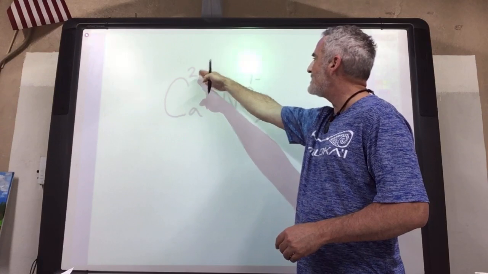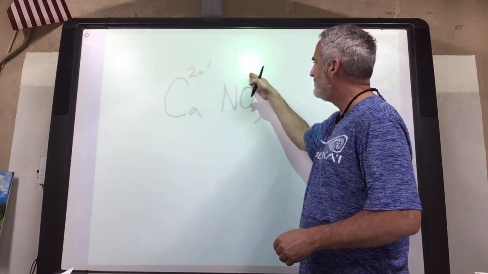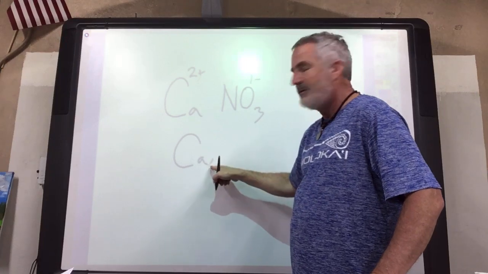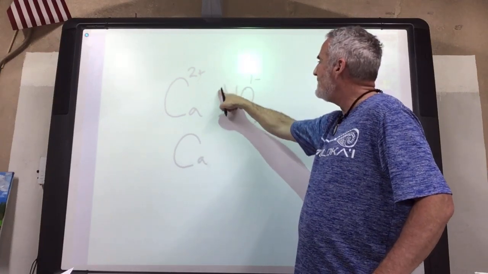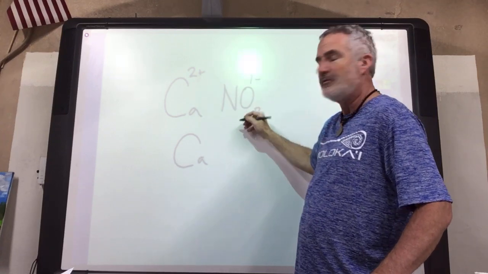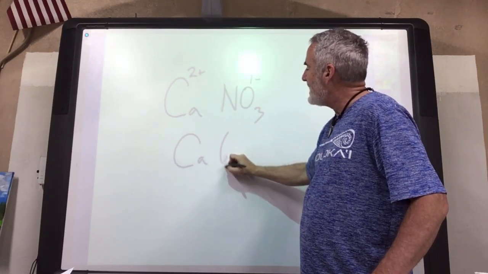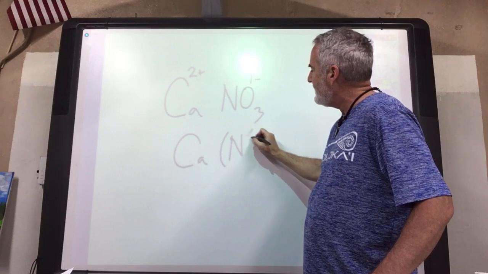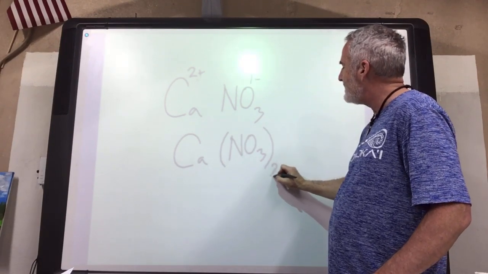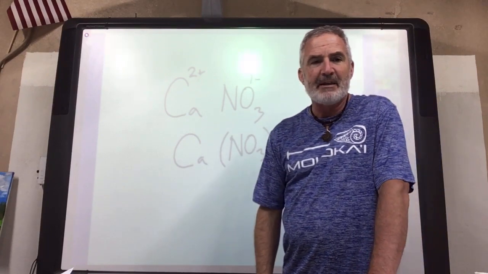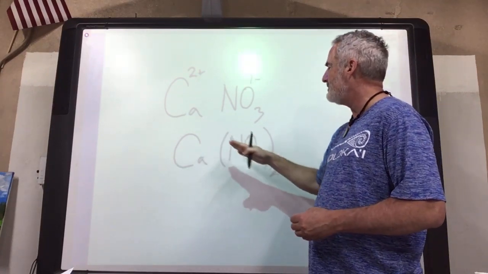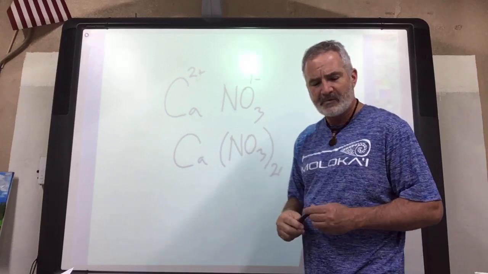All right, so we're going to cross these over. Calcium gets the 1, and then this nitrite ion gets 2. That means we have to put nitrite in parentheses, and then we write a subscript of 2 outside the parentheses. So that is how you write the formula for calcium nitrite.